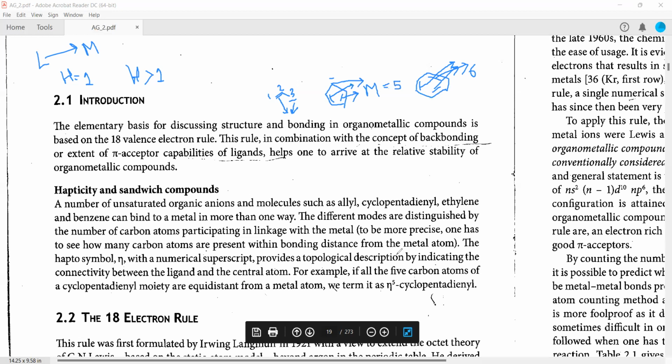The different modes are distinguished by the number of carbon atoms participating in linkage with the metal. To be more precise, one has to see how many carbon atoms are present within bonding distance from the metal atom, as I have discussed. The hapto symbol is eta, the symbol for the hepticity, with a numerical superscript. It provides a topological description by indicating the connectivity between the ligand and the central atom. For example, cyclopentadienyl has eta 5, and allyl is eta 3. If all 5 carbons of a cyclopentadienyl moiety are equidistant from a metal atom, we term it eta 5 cyclopentadienyl. So this is hepticity. Let us move forward.